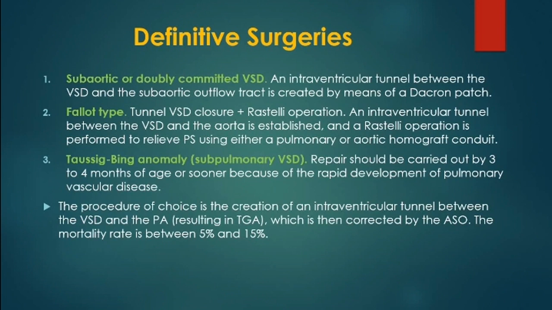In cases with subpulmonic VSD, what we call Taussig-Bing anomaly, surgical repair should be done as early as possible to prevent the pulmonary vascular disease. In this pathology, repair is done like the subaortic or doubly committed VSD by intraventricular tunneling, and thus we change the pathology as if it is a transposition of great arteries. So we go on for arterial switch operation also. This is a very tough procedure, and it carries a risk of 5 to 15% of mortality.